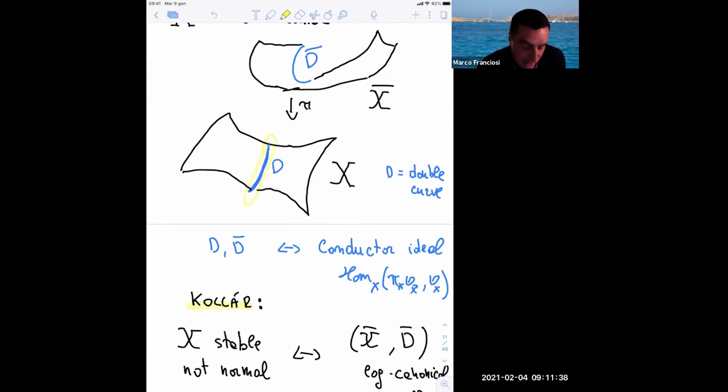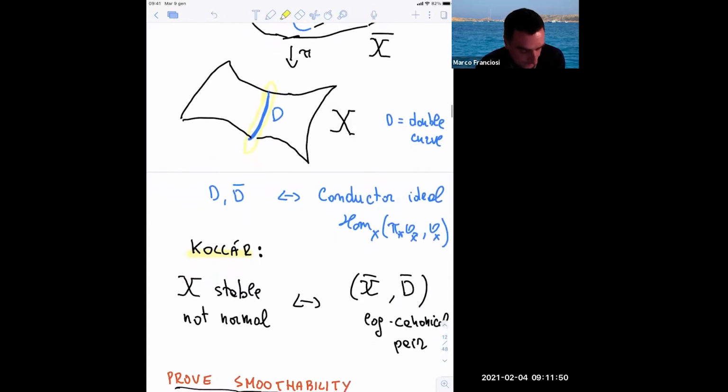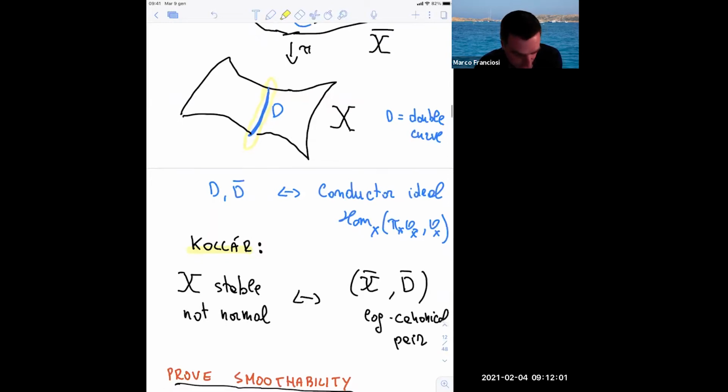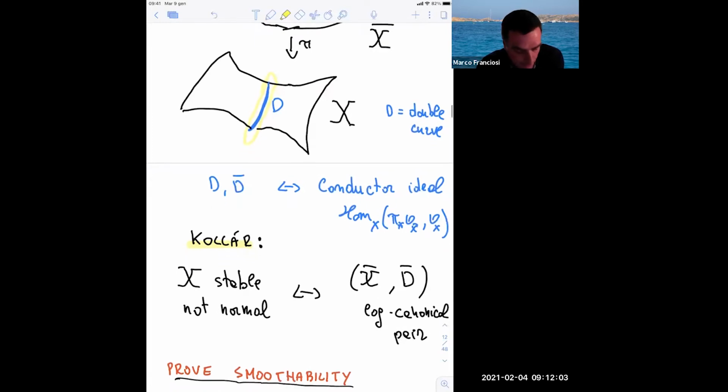D bar can be seen algebraically via the conductor ideal, Hom of p lower star O_X bar, O_X. And the philosophy is to consider X stable not normal as corresponding to X bar and D bar, which is a log canonical pair. But we will see it in depth in the next talk.